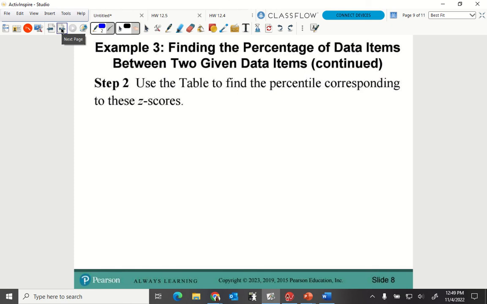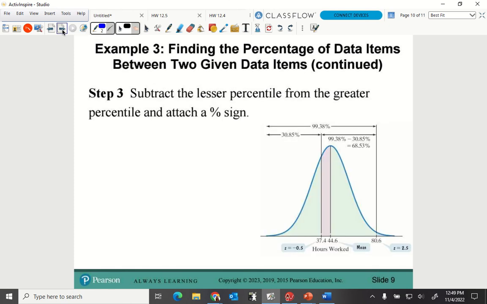So we already did this one. I just did it on another page. And so basically we found here and here, and the percent of all the people that scored in between those two is what we are finding.